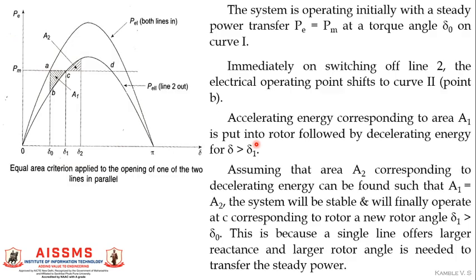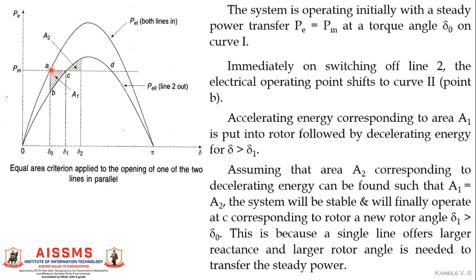So this is a power angle curve. This curve is the first curve when both the lines are in operating condition. The system is operating initially with the steady state power transfer PE equal to PM and the torque angle delta 0 on the curve 1. So this is the curve number 1. This curve is plotted P versus delta when both the lines are present in the circuit. That time this will be the power angle curve.